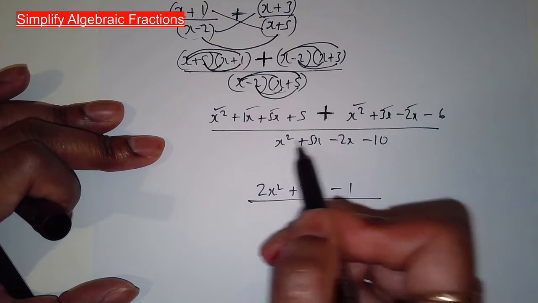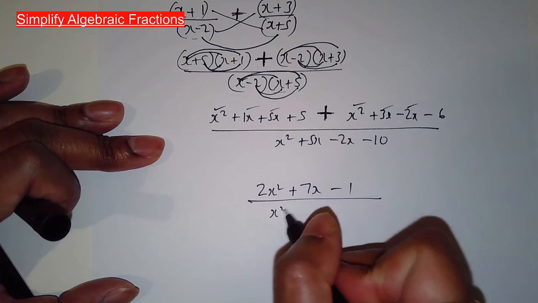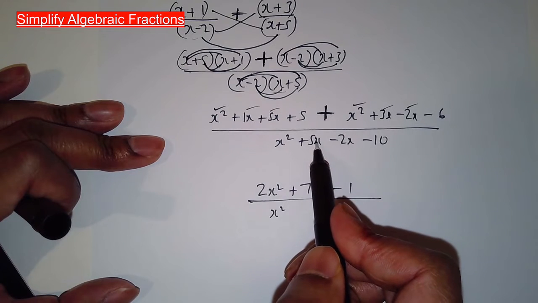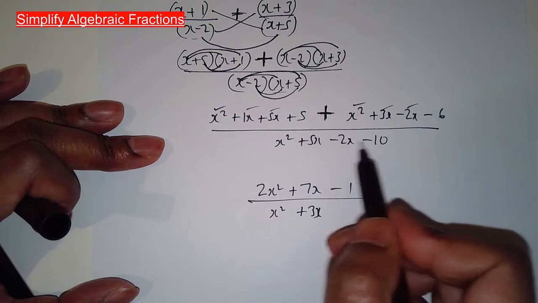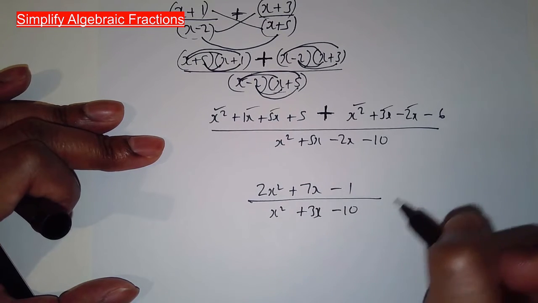Deal with the bottom bit now. The x squared is by itself. X terms. 5x take away 2x is 3x. And then just the number there. Right, that's simplified now.